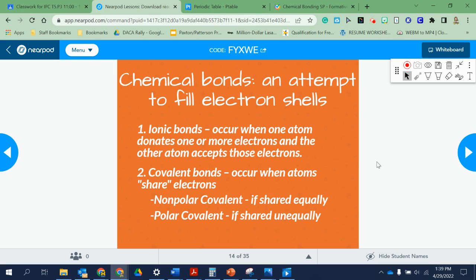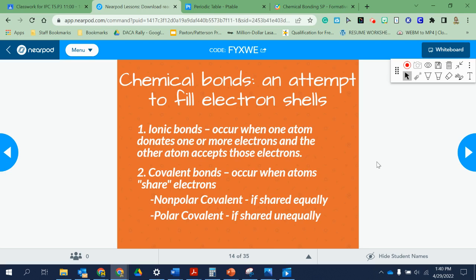But there are two types of covalent bonds, right? Nonpolar covalent means that the electrons are shared equally, and polar covalent means that they are shared unequally. I know it's kind of confusing, but if you remember the word polar, like if someone is your polar opposite, that means that they're not the same as you, right? They're different. Or you have a north pole and a south pole, which are at opposite ends of the globe, right? They're opposite, they're different.